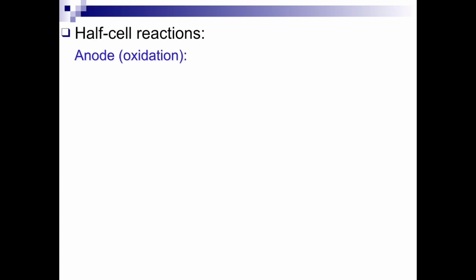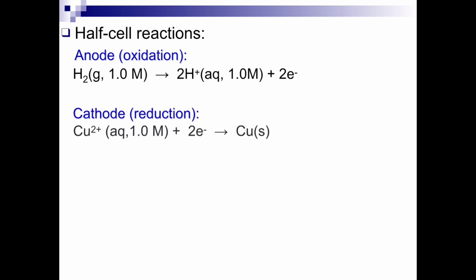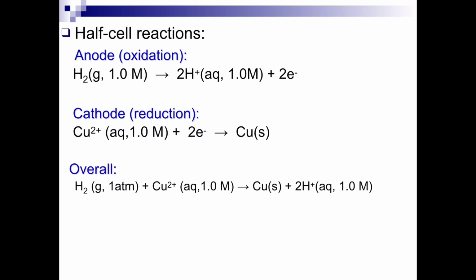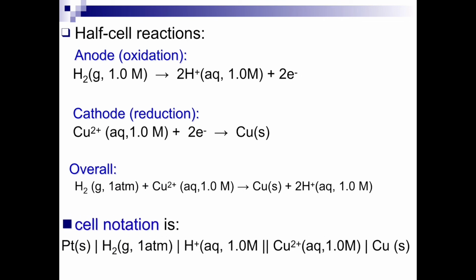The half-cell equations at the anode and cathode and also the overall cell equation are as follows. The cell notation can be written as follows. Please note that we add a Pt electrode before we write the reactants at the anode because, as we said before, hydrogen cannot be an electrode, so we use an inert electrode.